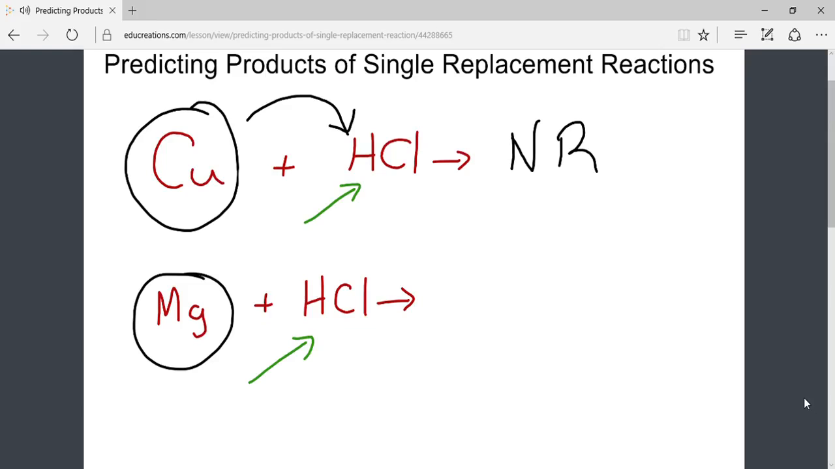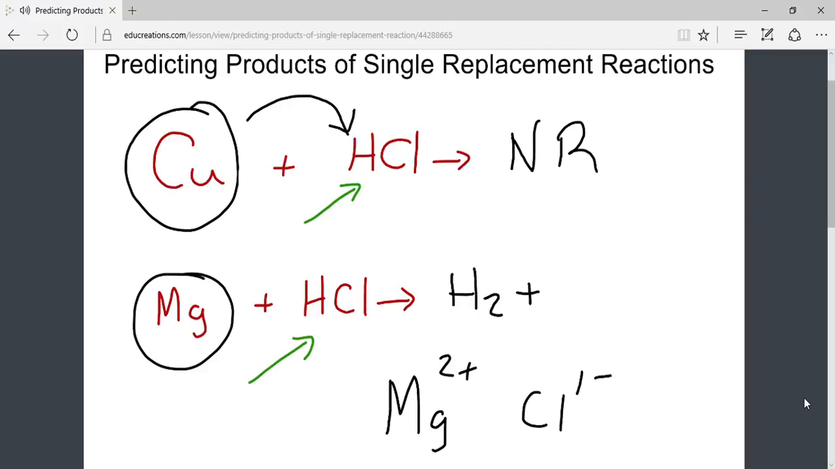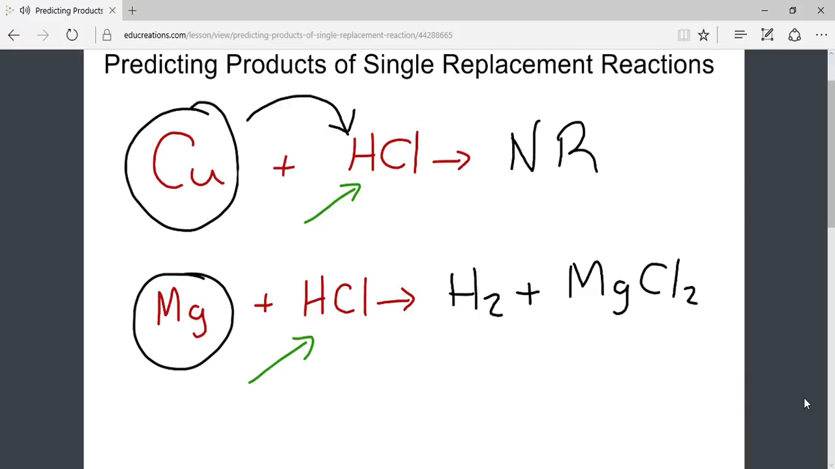This means hydrogen will be the element by itself on the product side. Recall that hydrogen must be written as H2. The other product will be the combination of magnesium with a 2+ charge and chloride with a 1- charge. As these ions collide, they form the ionic compound known as magnesium chloride, requiring 1 magnesium and 2 chloride ions to form. The products of the reaction are now written. Hydrogen and magnesium chloride would form from this reaction.